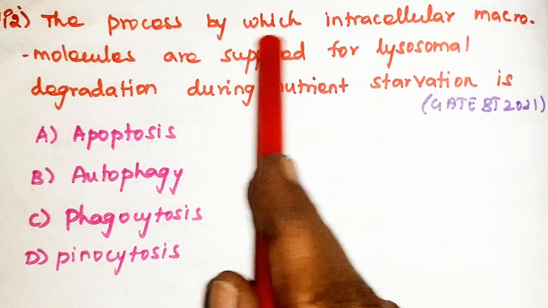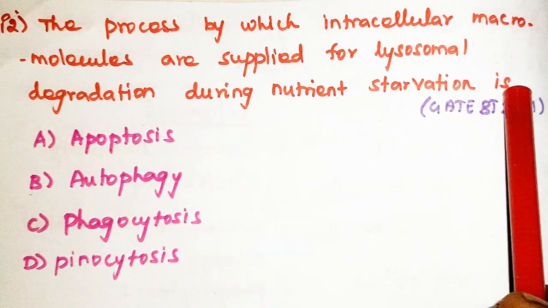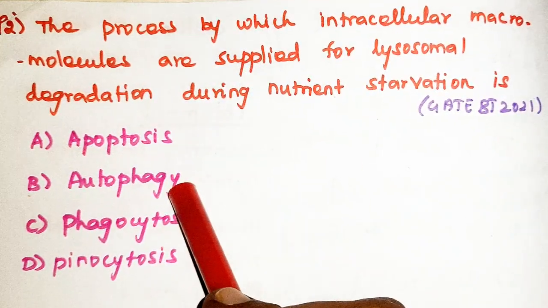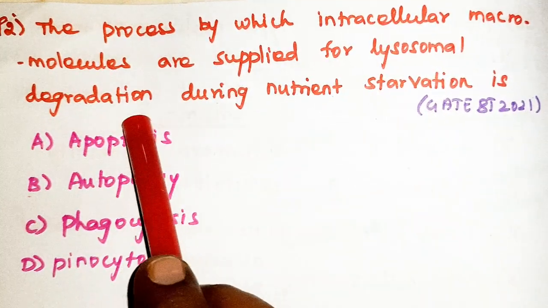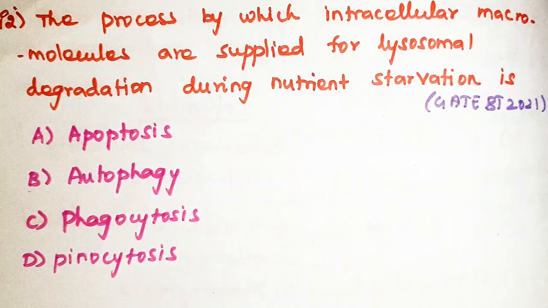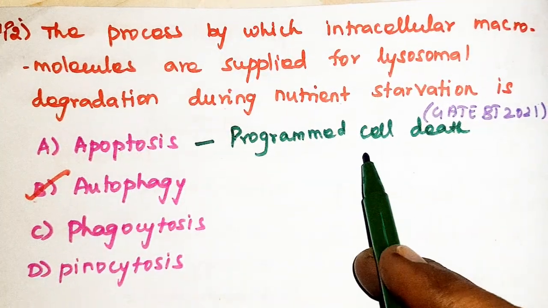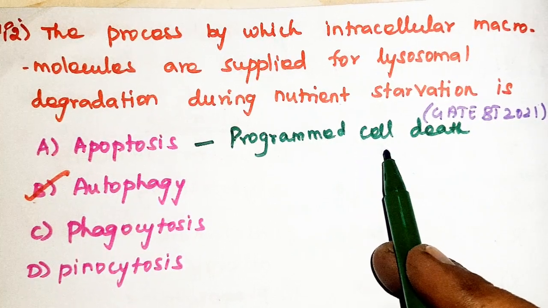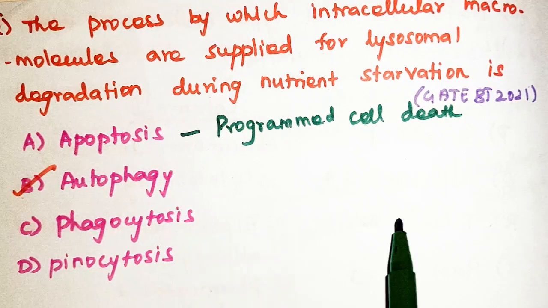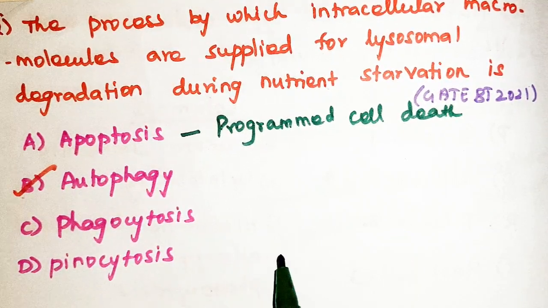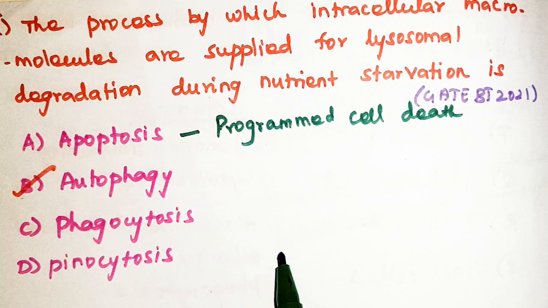Next question: the process by which intracellular macromolecules are supplied for lysosomal degradation during nutrient starvation is. This is the definition of autophagy. Option B is correct. Apoptosis is programmed cell death, a process that destroys cells that are no longer needed by the organism. Phagocytosis is the process of engulfing particulate matter, and pinocytosis is the process of engulfing extracellular fluids to clear infections or destroy pathogens.